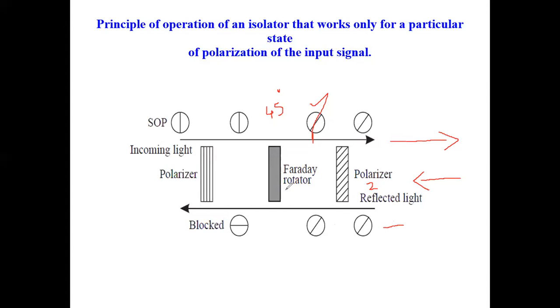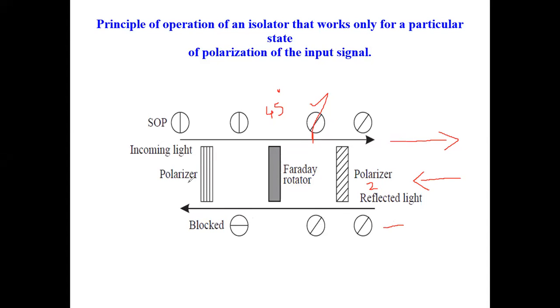Now what this Faraday rotator will do is give a 45-degree tilt to the incoming light. So this 45 degree and another 45 degree will become 90 degree over here. And this is now horizontally polarized. The state of polarization is horizontally polarized.